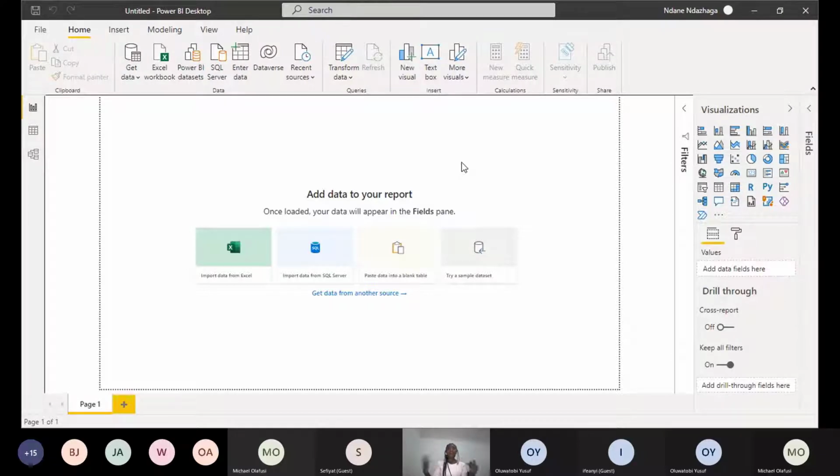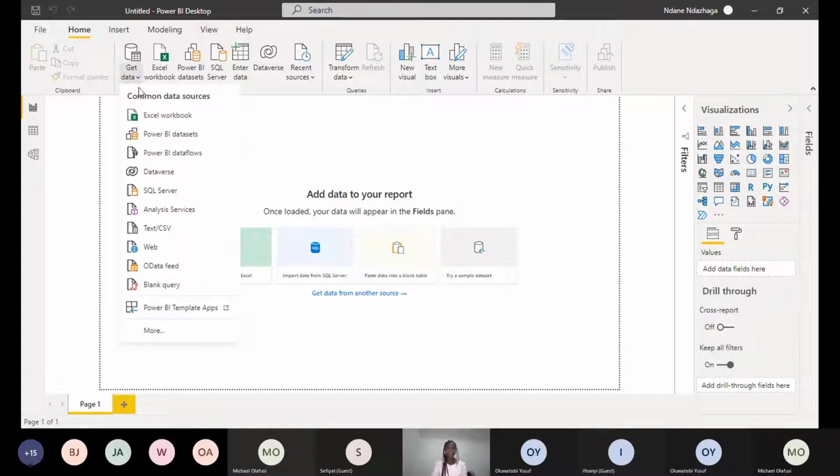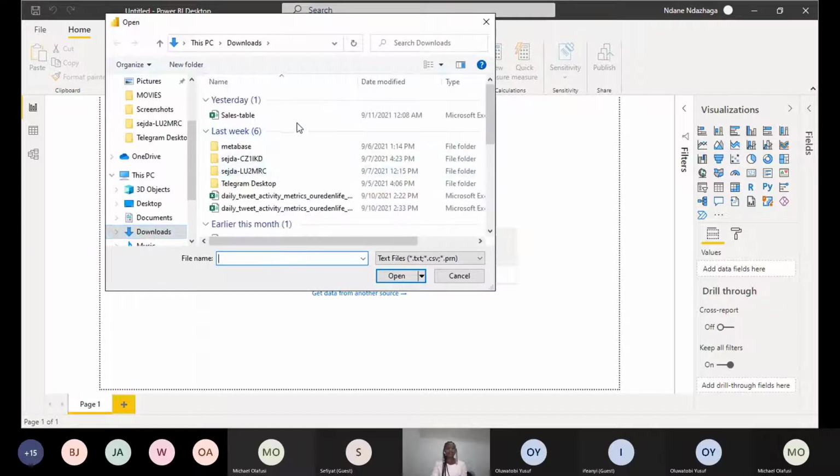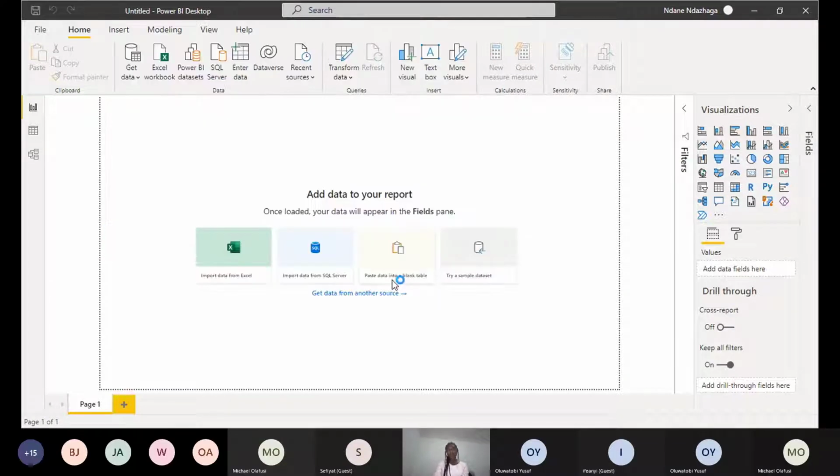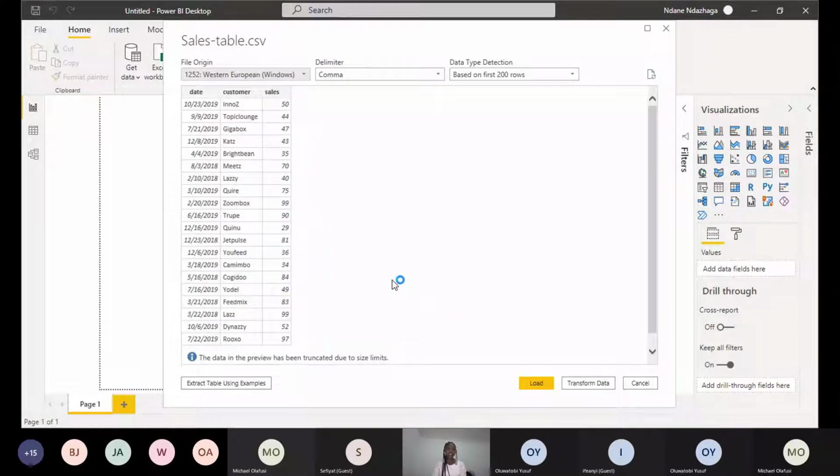Okay, so when you launch your Power BI, click on Get Data, and our data is in CSV format. So you just click and then you import your data sets. I don't know where it is in your system. If you're following, I believe you're all following me. So, let's transform our data.